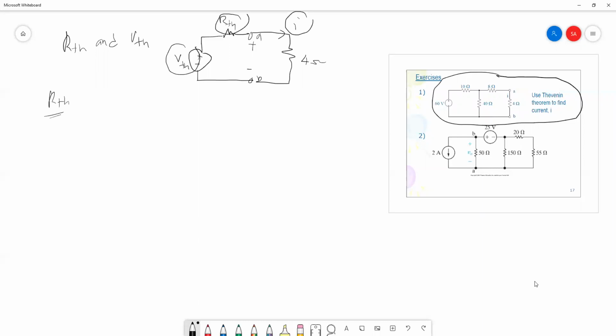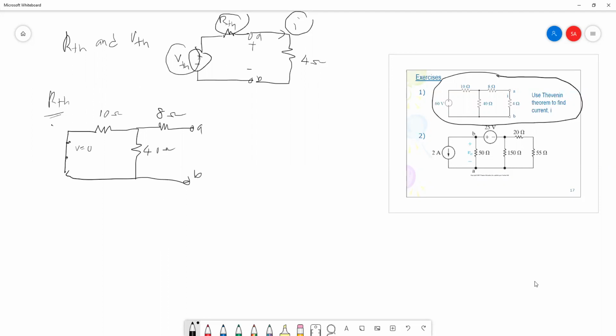To get the RTH, what you need to do is to disconnect the load and to kill all the independent source voltage. So right now the 60 volt becomes 0. So your circuit will become like this. So this is your terminal A, B. So this is 8 ohm, 10 ohm, and 40 ohm. And as you can see, the voltage source right now has been killed, set to 0.